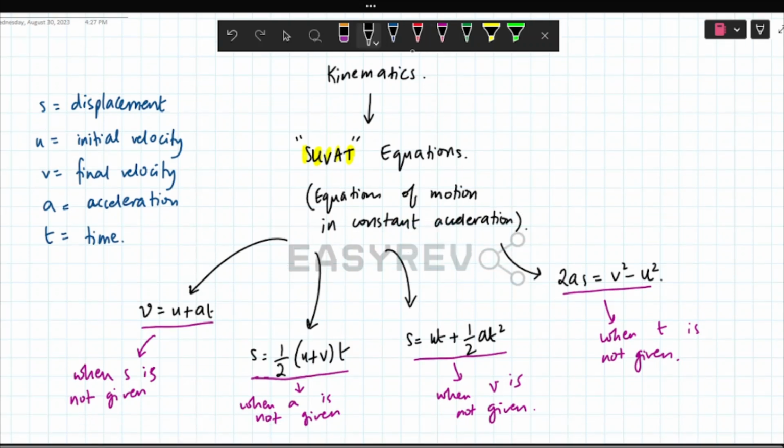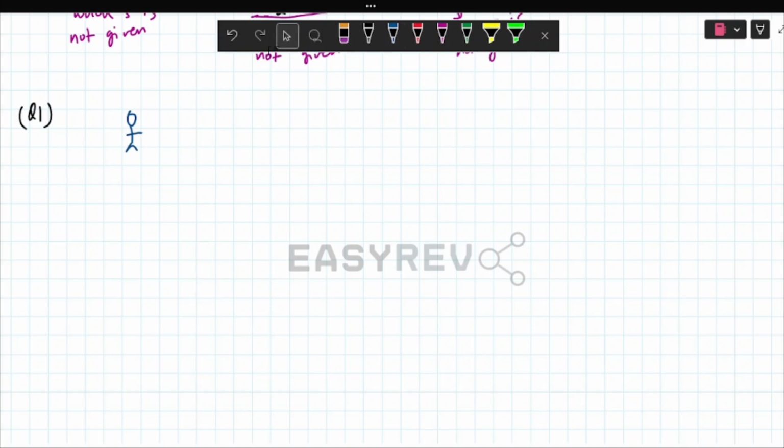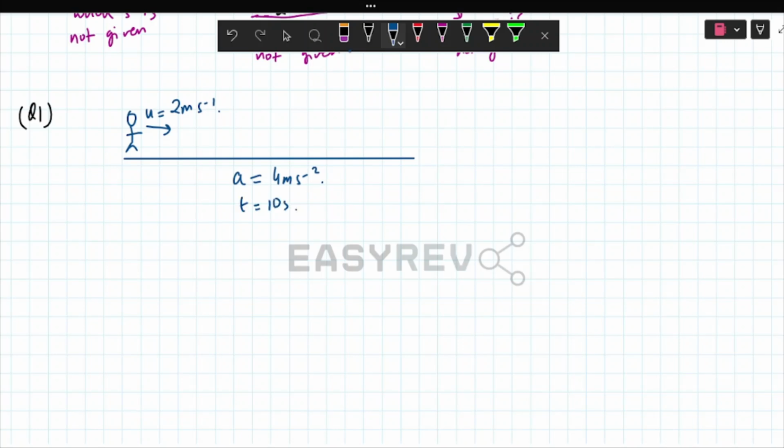Alright? Now let's look at our very first question. Suppose we have Tufi standing right here on level ground like this, and let's suppose he's set in motion with an initial velocity of 2 meters per second. Now suppose he maintains a constant acceleration of 4 meters per second squared. Now our question is this: in about 10 seconds, what should his final velocity be?